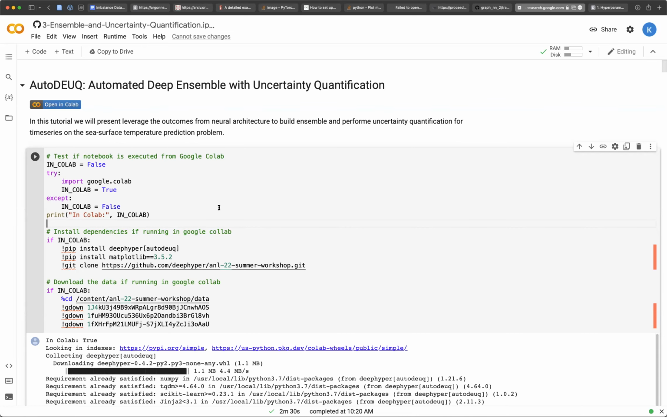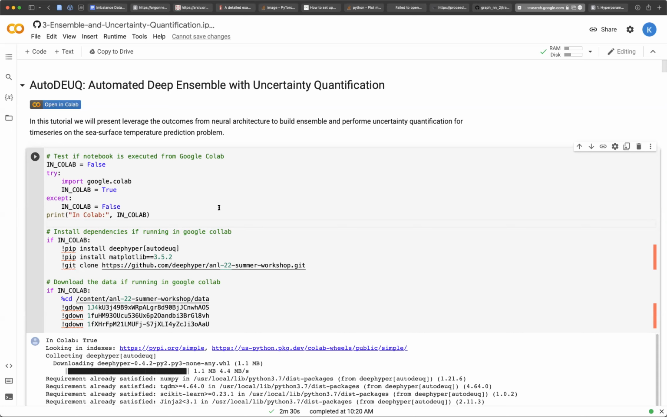So to begin, before I go deep into the notebook, I'll start by reiterating a small part of what Bethany talked about. The process of capturing uncertainty is composed of a few steps. The first step is to take the data and fit a catalog of models, for which we will leverage DeepHyper's neural architecture search as well as hyperparameter search.